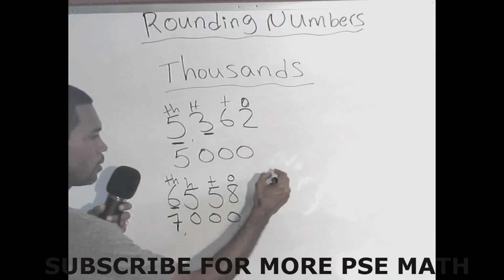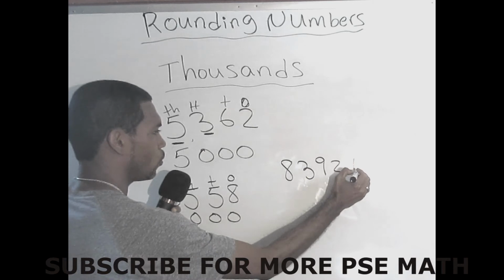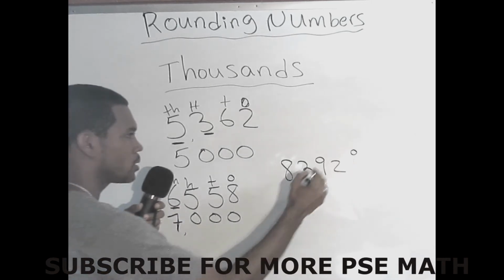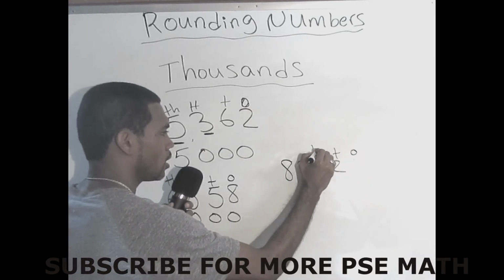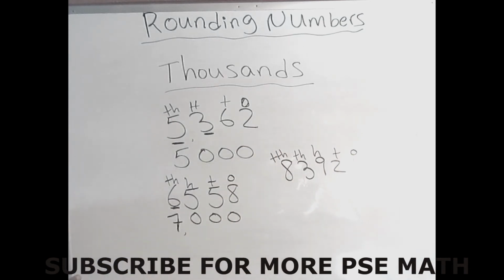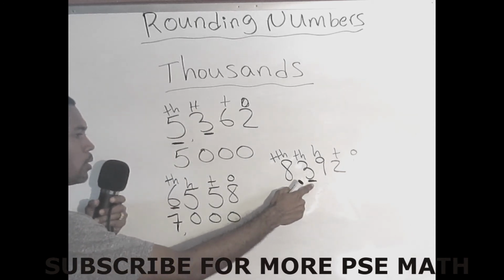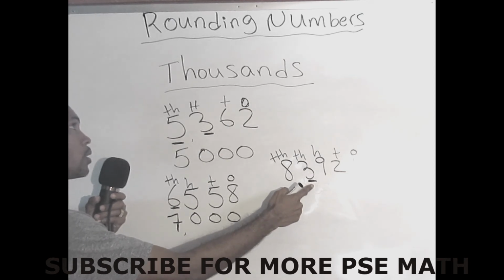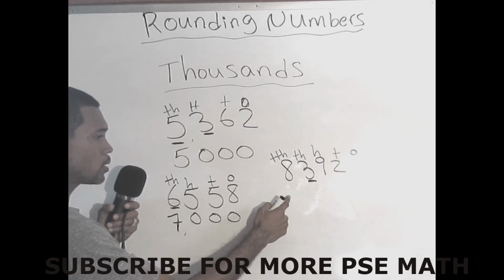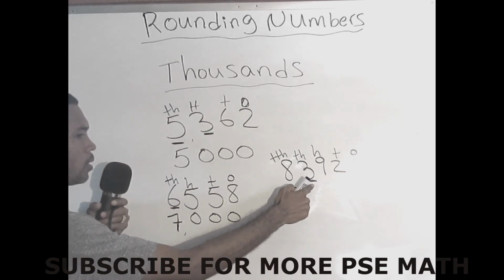Let's do one more example. Let's say we have 8, 3, 9, 2, 1. Let's label our numbers: ones, tens, hundred, thousand, 10,000. And we want to round 83,921 to the nearest thousands. So we want to locate the number that we're rounding, and this is 3 because the 3 is in the thousands place, and we're rounding to the nearest thousands. 8 is in the 10,000s place, so we just bring that down. It will be a part of our answer, but we don't need it to round our number.